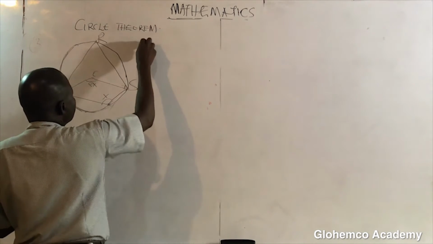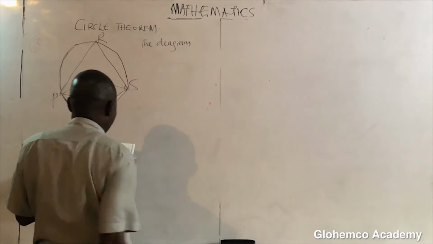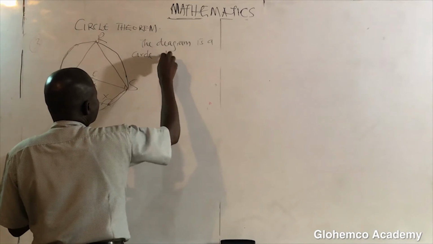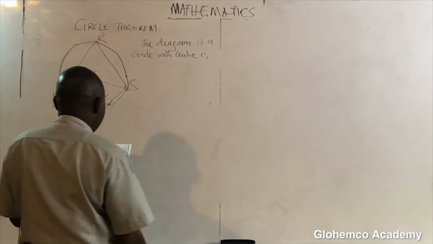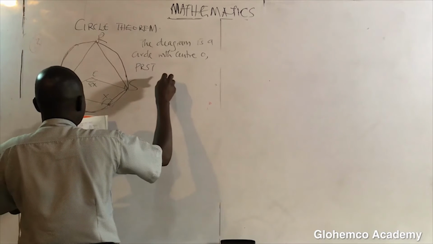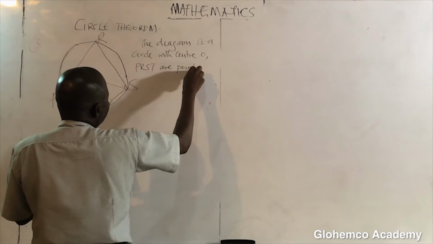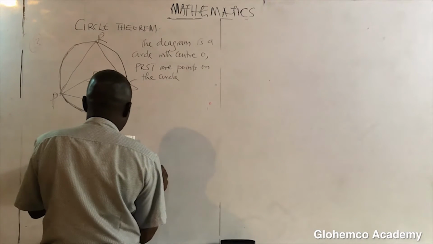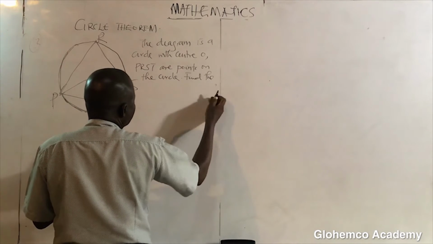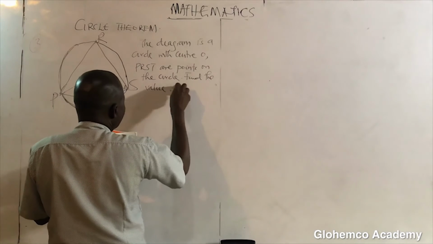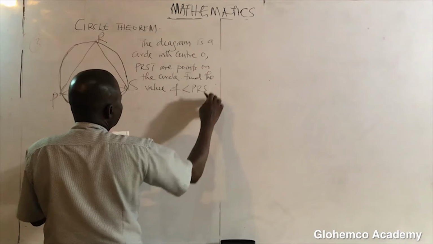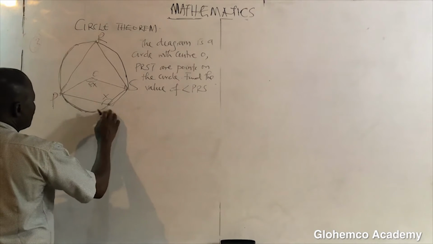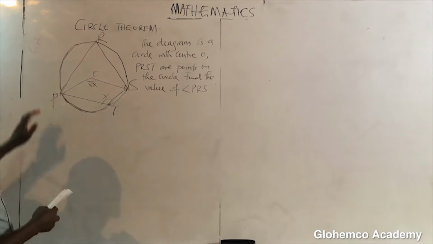Now the question says the diagram is a circle with center O. Then we have P, R, S, T are points on the circle. Find the value of angle PRS. There's a point here. This is called point T. Points P, R, S, T.